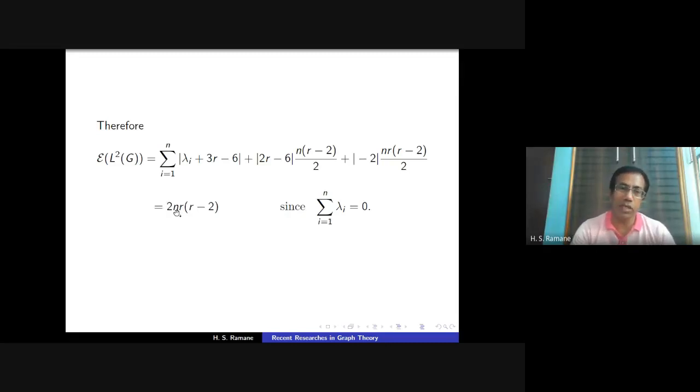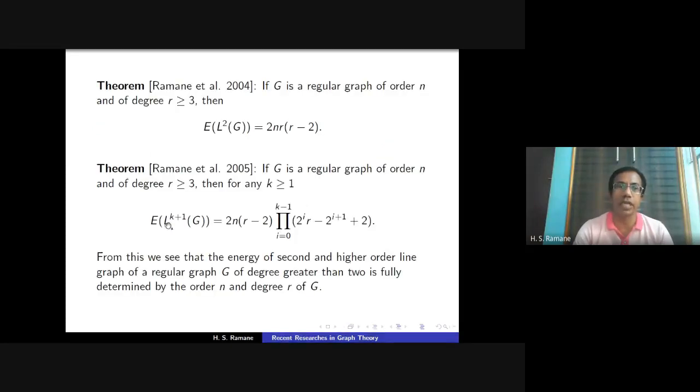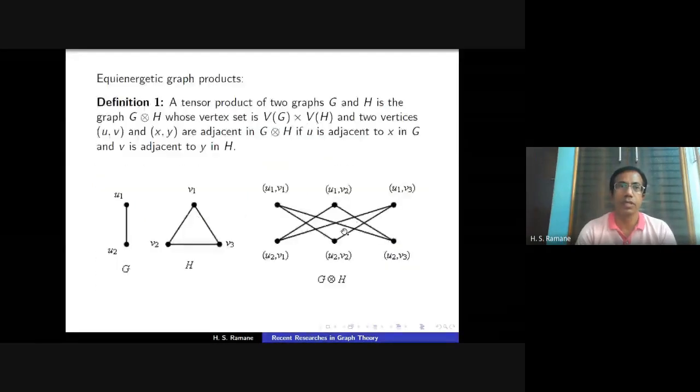That is, it depends only on the number of points and the degree of the graph. The structure may be anything; it depends only on r and n. So all such second line graphs of regular graphs with regularity at least 3 have the same energy, but the spectra are different. In general, instead of the second line graph, this holds for the (k plus 1)th line graph.